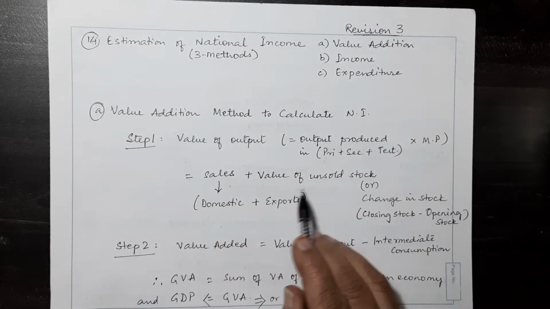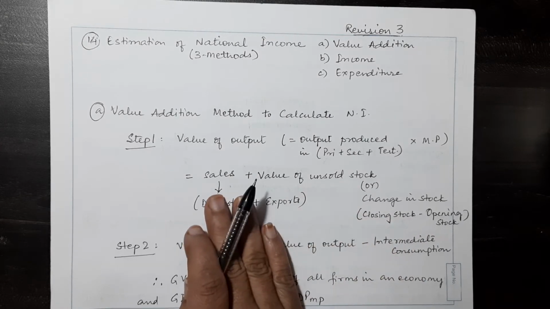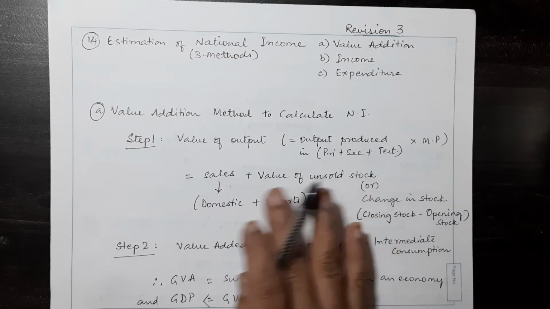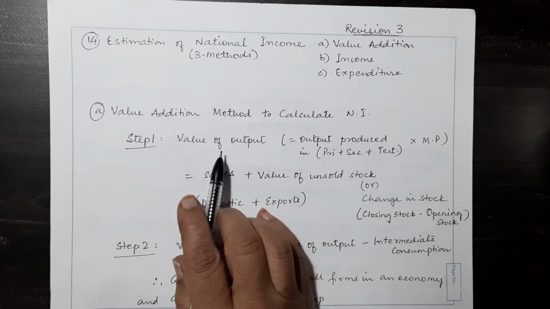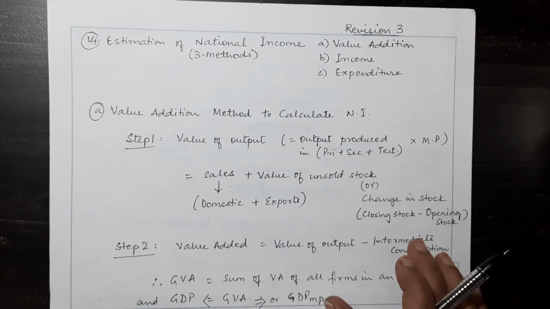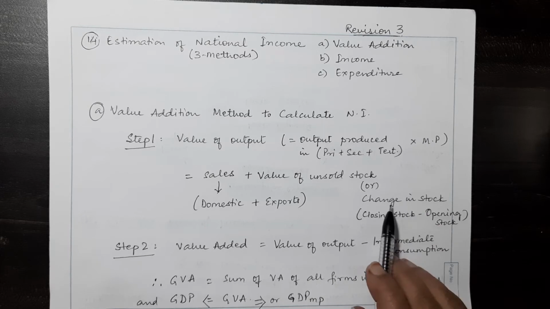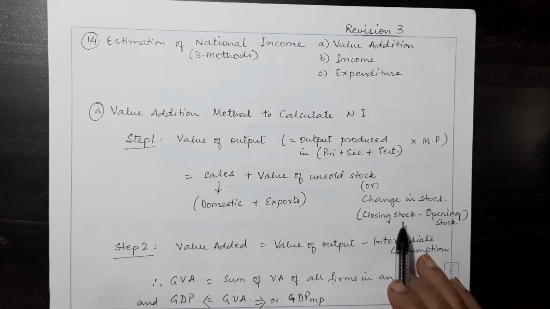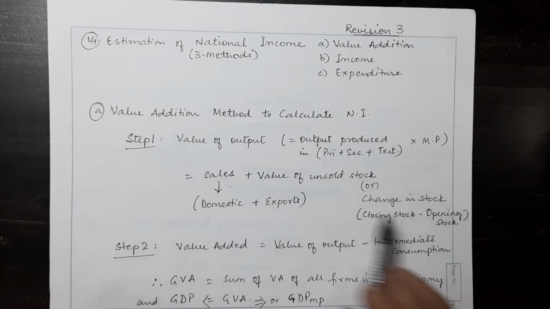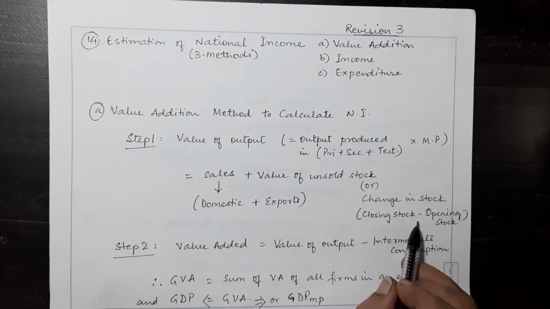However, if there is an unsold stock, then the value of the unsold stock has to be included in sales. That means all the units are not sold, a part of them remain. So you have to add and then find the value of output. If there is a change in stock, that means some stock remains unsold during this year and next year new stock gets added up, then we land up with change in stock, which is given by closing stock minus opening stock. So then what happens? Value of output becomes total sales plus change in stock, if any.